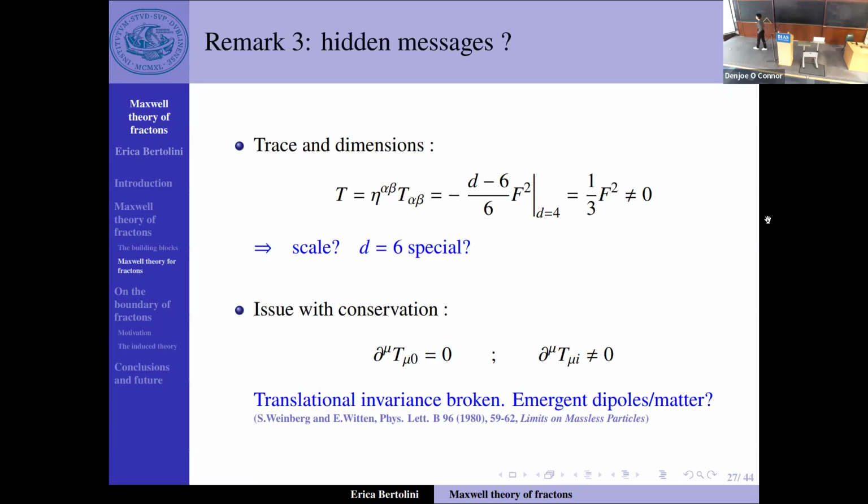Also, there is some kind of issue in the sense that the energy momentum tensor is not fully conserved, or better, its energy component, its zero component is conserved, so we have energy conservation, but it's not conserved in the spatial part, which may mean that we don't have translational invariance, which is understandable for a fracton, which is an immobile object. There's no way of defining an improved energy momentum tensor that would be traceless.